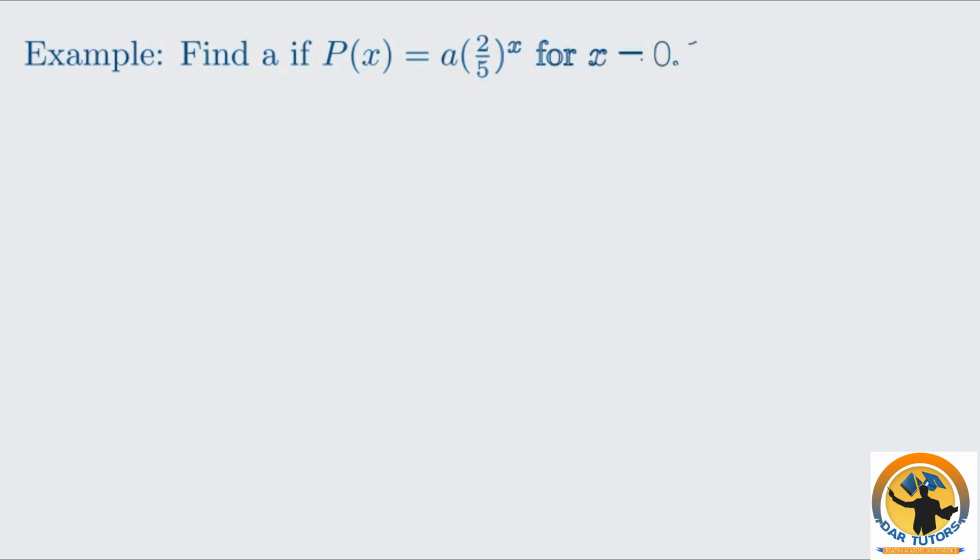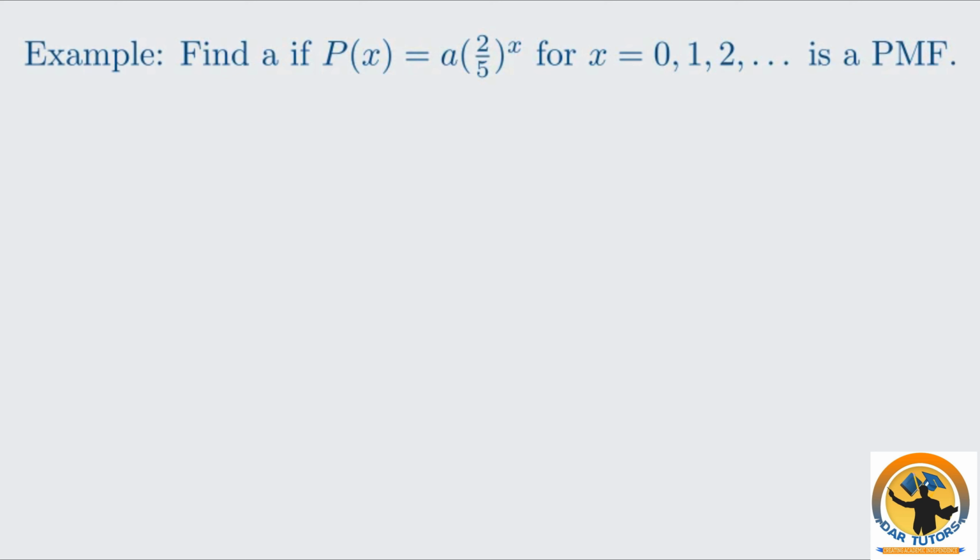So far, we've dealt with finite discrete variables. However, some random variables can take on an infinite number of values. This often leads to using geometric series. Here is an IB-style problem involving an infinite number of values. A discrete random variable x has the probability mass function p of x equals a times (2/5) to the power of x, for x equals 0, 1, 2, and so on. We need to find the value of a.